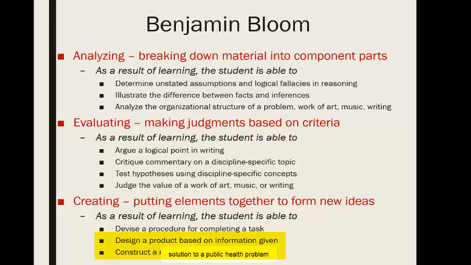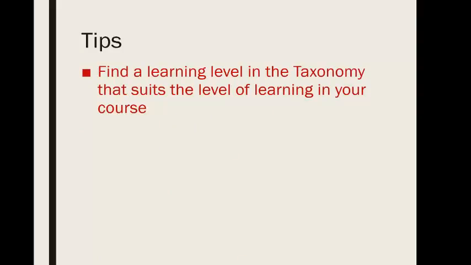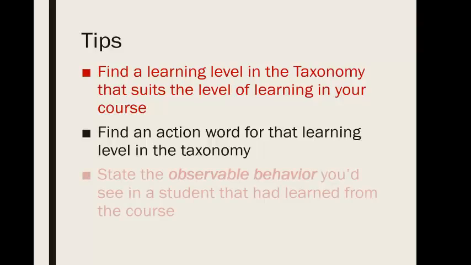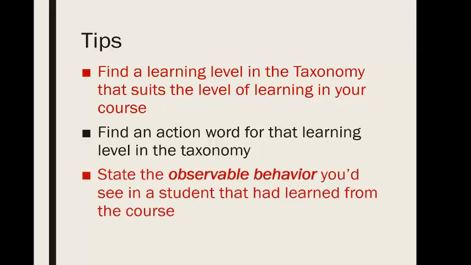Have you tried it out yet? Got some ideas for your course? Here are some tips to get you started. So take a look at the taxonomy and think about what students should be doing in your course in order to develop those competencies. Next, use the handout with the different verbs suggested for each level. See if you can find one that demonstrates learning from your course. And use this to state observable behavior you'd see in a student who had learned from your course.